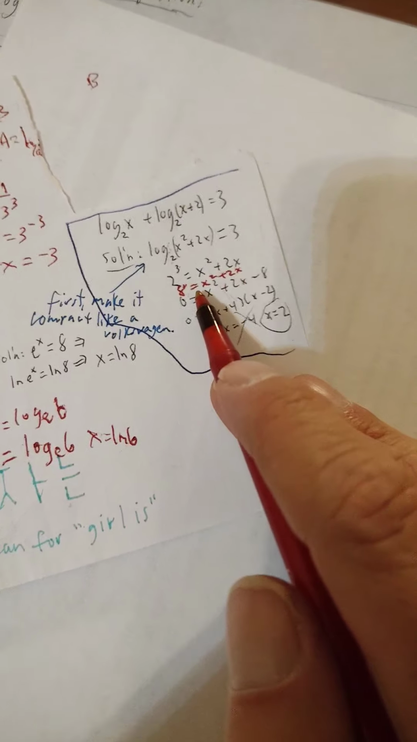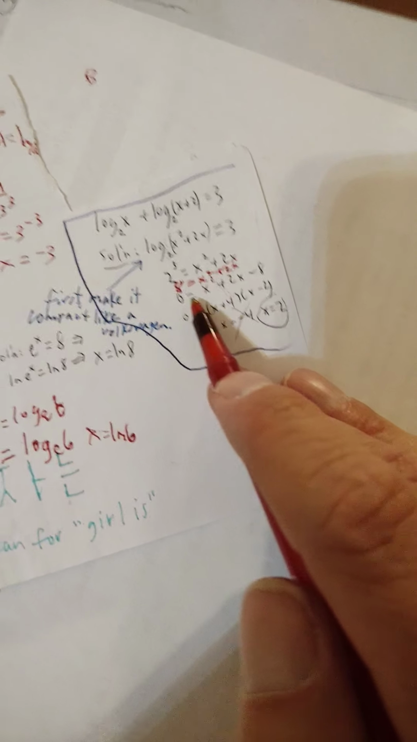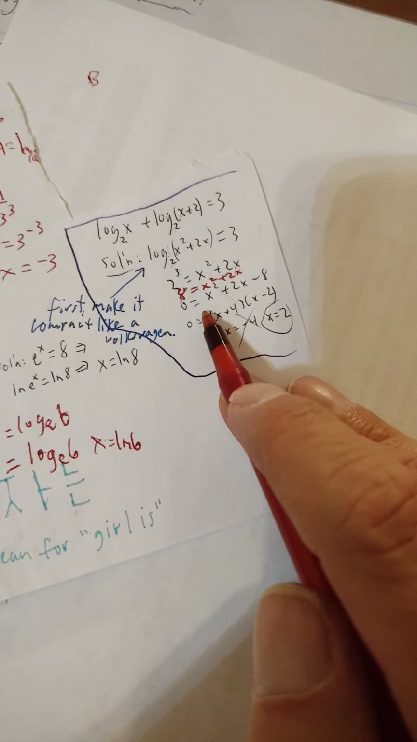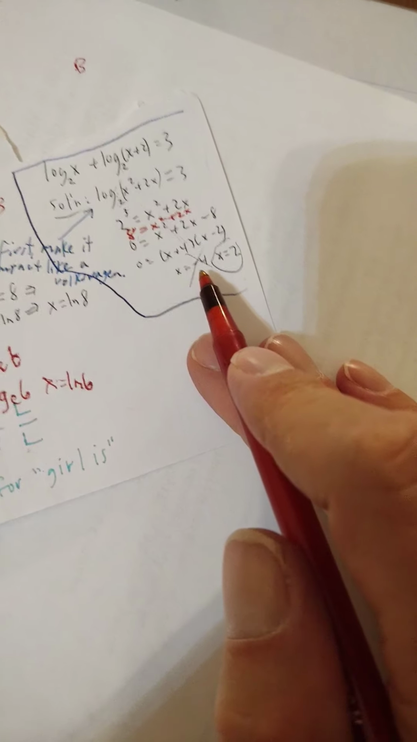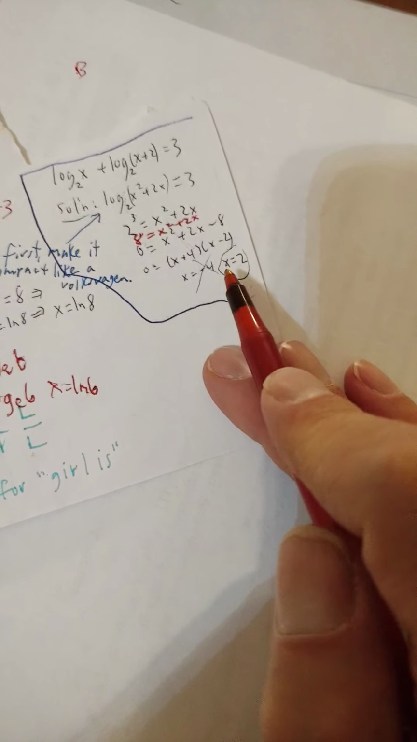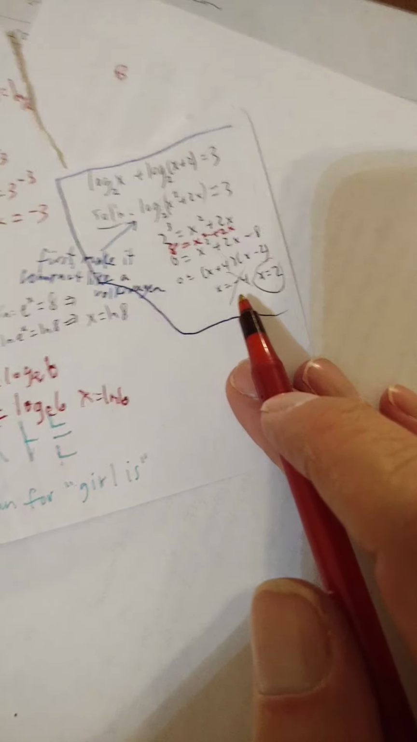You want to set them equal to 0, so subtract 8 from both sides. So now you have 0 equals x plus 2x minus 8, and then go ahead and factor that. And then by the zero factor property, you set each factor equal to 0, and you get these 2 answers. But you always have to be on your toes with log equations.